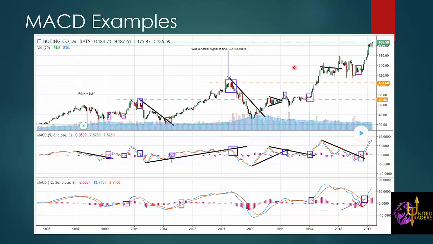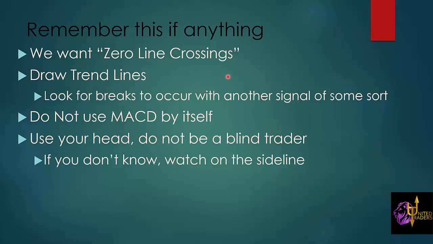I hope you guys enjoyed this one. So remember this, if anything, what I expect you to remember really is we want zero crossings. That's what we love. We love zero crossings. Remember to draw trend lines. A lot of people forget to draw trend lines. Trend lines are your friend. When you see a trend line break along with a zero crossing, that's money.